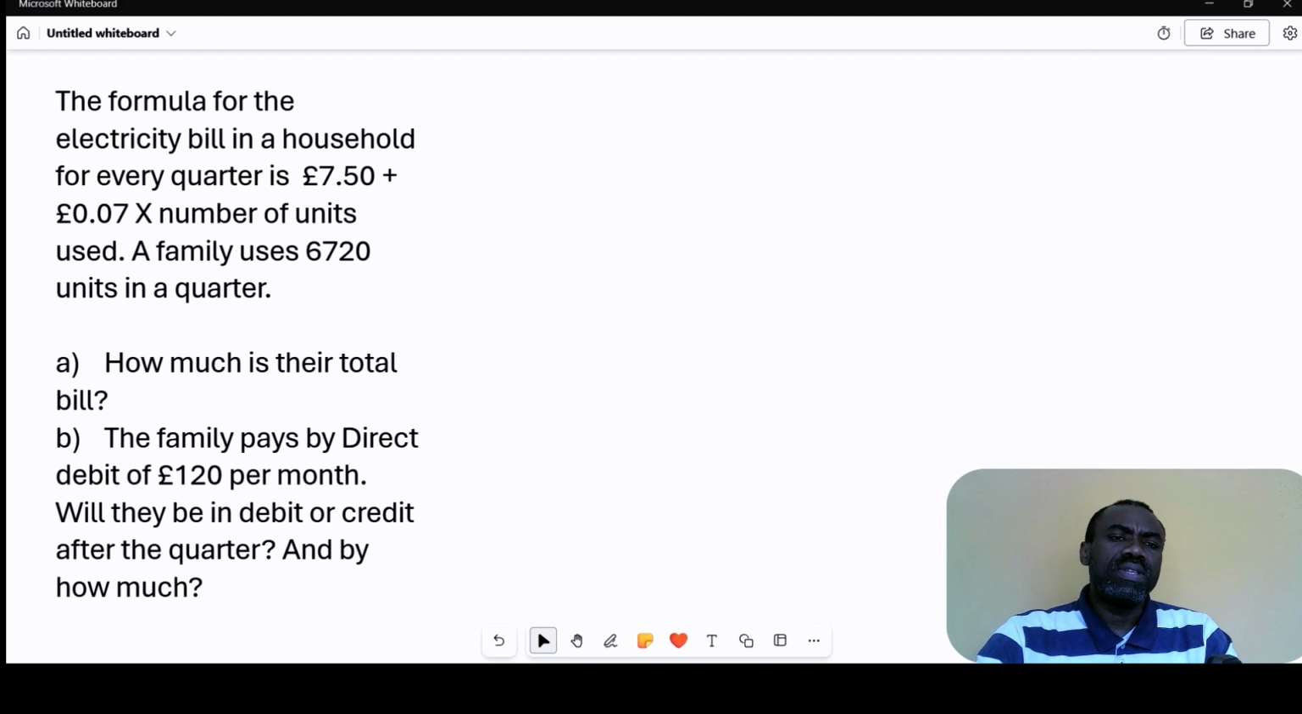So first of all, let me just clarify certain terms. I recognize the fact that many of you watching may not be in the UK, so you may not understand certain terms. But what is direct debit?